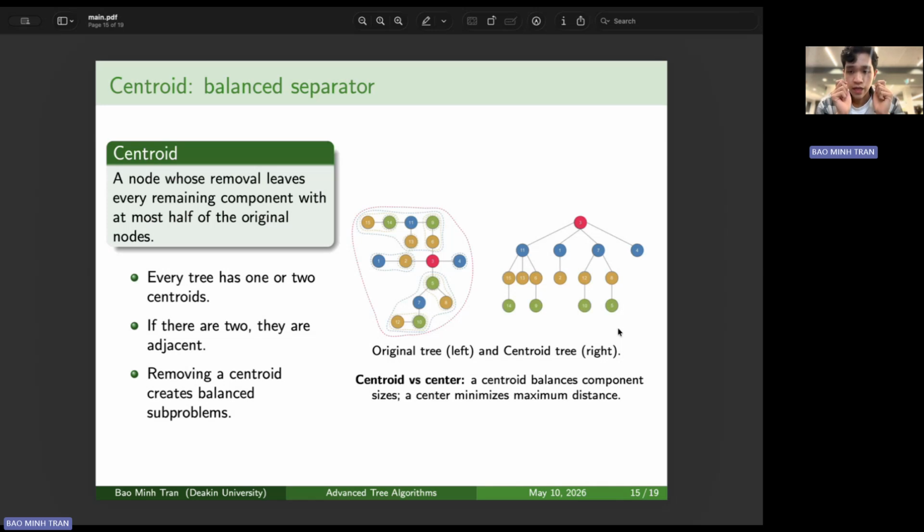You also have to note that there's a difference between a centroid and a center. A center is a node that minimizes the maximum distance between it and the other nodes in the tree. A centroid is a node such that removing it leaves connected components that cannot have more than half the size of the original tree. That's the difference, but we'll only work with a centroid here. Just keep in mind that they're completely different things. They may intersect at some points, but in general they're different notions.